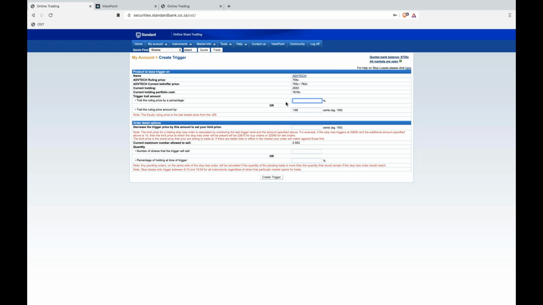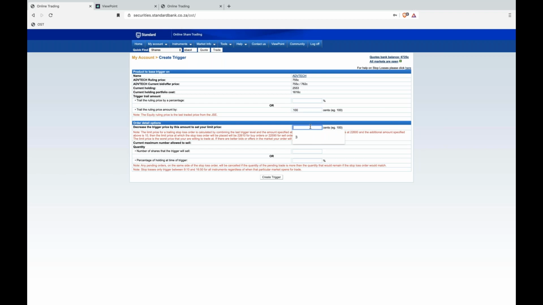Let me pick an amount where the math is simpler, make it a R1 stop. The share goes to R8, your stop is now 7. The share goes to R9, your stop is now 8. The share goes to R12, your stop is now 11, and so on. Then it falls by that R1 and hits 11, and your stop loss will trigger. What you get here is the question of how much would you like to decrease the trigger amount by.